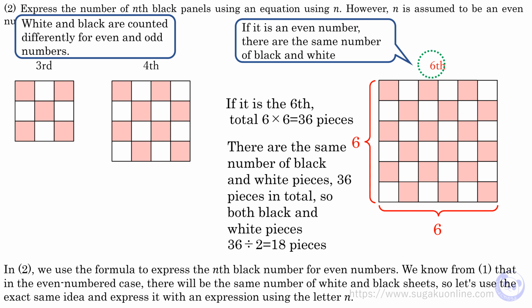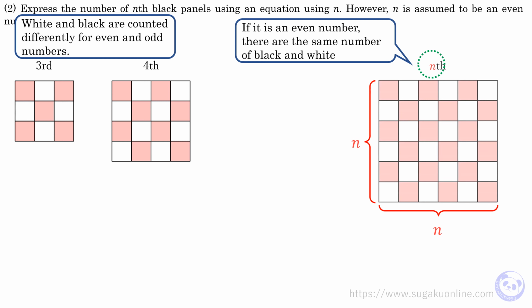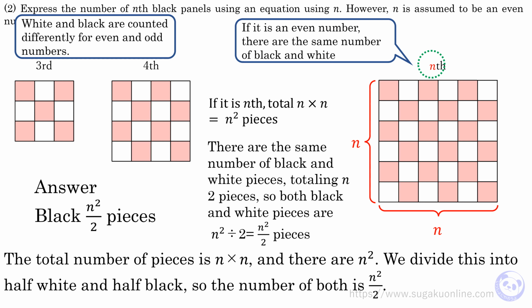In 2, the nth black number for the even number is expressed by a formula. In the even-numbered case, we know that the number of white and black sheets is the same, so using exactly the same idea, let's express it using an expression. The total number of pieces is n times n, that is n squared. We divide this into half white and half black, so the number of both is n squared over 2.